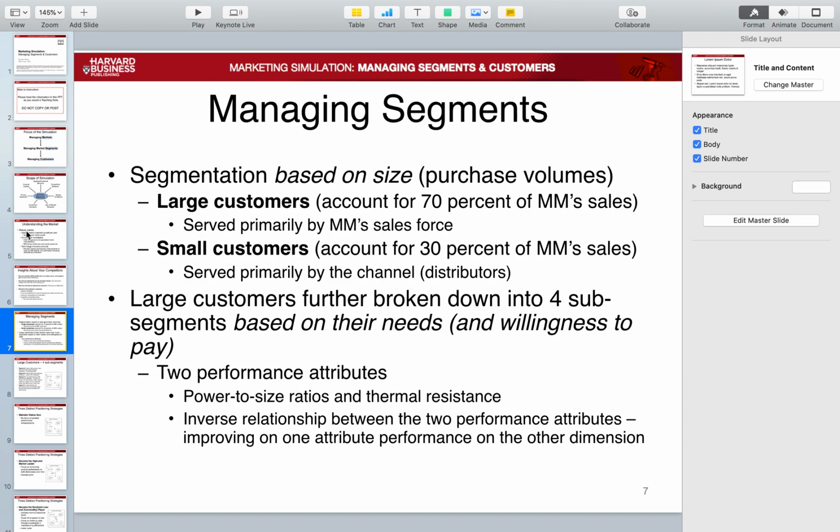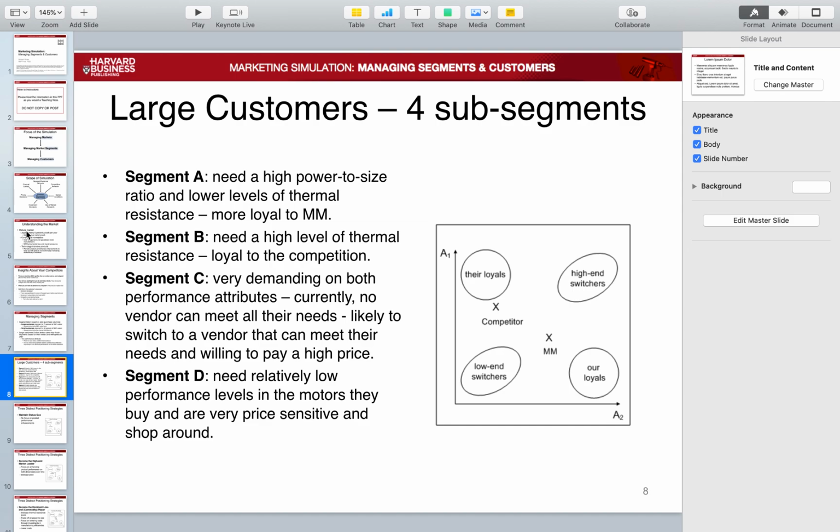But by making that decision, you are also making a decision of who not to serve as your customer. That's going to be very frustrating, but a great lesson that I hope you gain from this simulation. Okay, so we talked about the 4 subsegments in the large customer base.